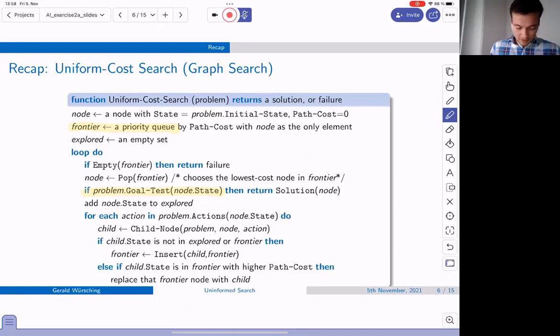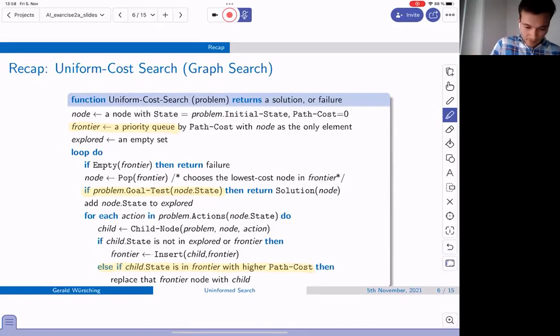And the third change is that we add a test at the end. We test if a child of the current node is already in the frontier with a higher path cost. If it is, then we replace it. The reason is that we always want to keep the frontier with the nodes that have the lowest cost. So we modify the frontier if we see that the same node is in there with a higher cost.